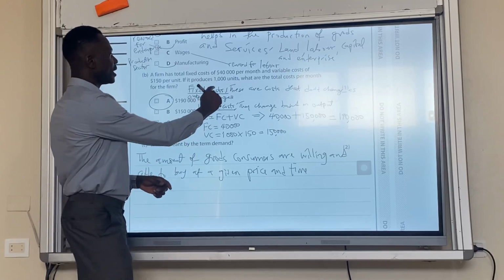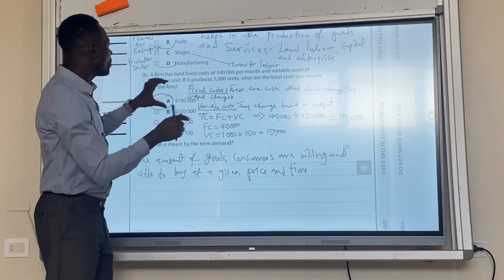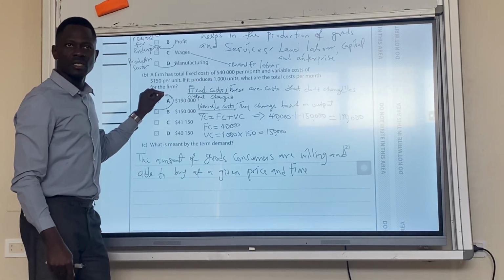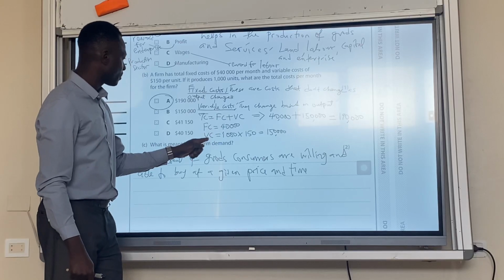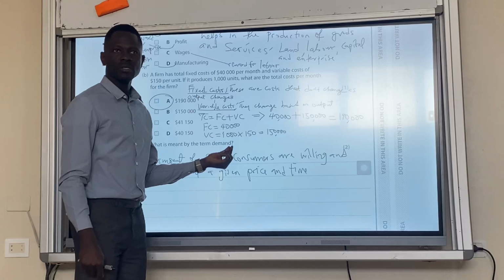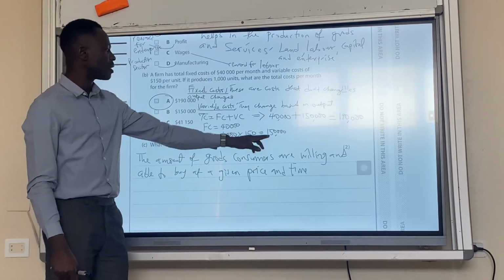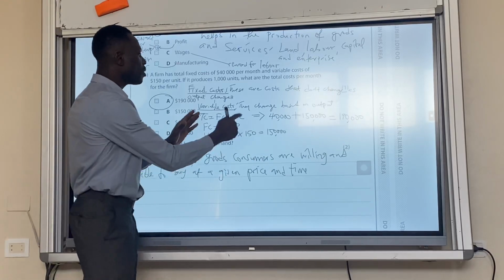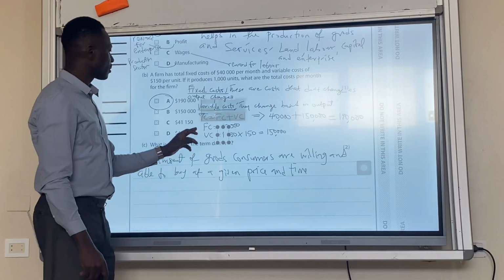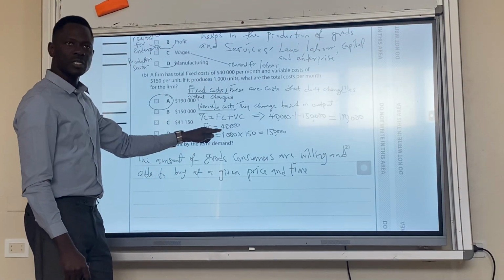So here it's 1,000 units at 150 per unit. The formula for variable cost is the unit cost multiplied by the units produced, the output. So 150 multiplied by 1,000 is 150,000. So the variable cost here is 150,000. Then for the fixed cost, we have a constant cost here, which is 40,000.